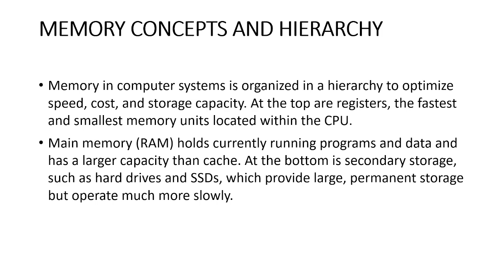Now, what is cache? The cache memory is nothing but an intermediate memory which holds the immediate or frequently accessed data for the particular execution of operations. At the bottom, the secondary storage consists of hard drives as well as SSDs, which provide large and permanent storage but operate much more slowly. So this is the memory hierarchy and the main concepts of memory.